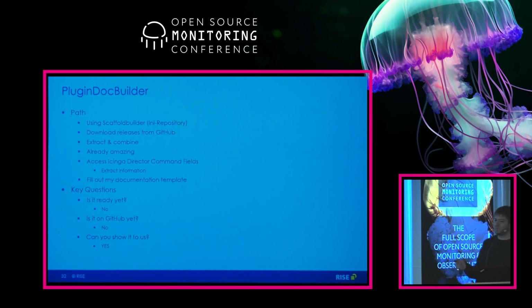And again, I use the scaffold builder because I need some settings. I need to edit. I need to enter the things I want to download from GitHub and extract it and combine everything, and it already looks amazing because you have this documentation ready from the things you have downloaded. Okay, so let's access the director command fields and extract this information. Great, fill out the template and integrate it in our overall documentation.